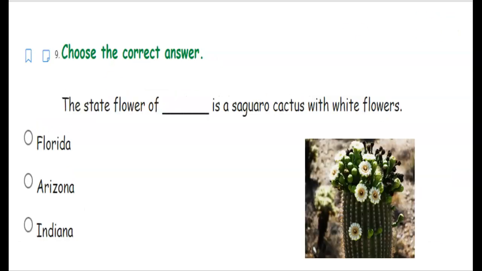And this last one here says the state flower of blank is a saguaro cactus with white flowers. So here we have a picture of the saguaro cactus with white flowers. Is this going to be the state flower of Florida, Arizona, or Indiana? Which one do you think? Hopefully you're thinking Arizona. The saguaro cactus, and with these beautiful white flowers, that is Arizona, our state flower.